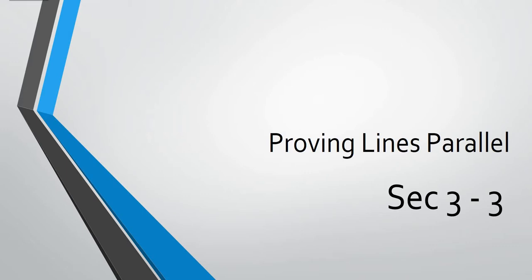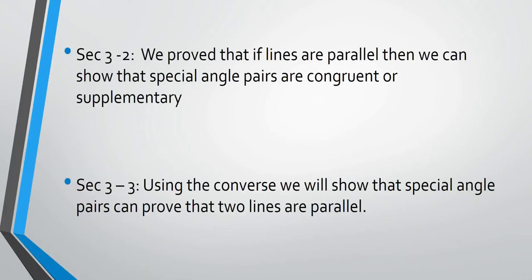Section 3.3 is proving lines parallel. So in 3.2, we proved that if lines are parallel, then we can show that special angle pairs are congruent or supplementary. In 3.3, we're going to do the converse. We're going to show that special angle pairs can prove that the lines are parallel.